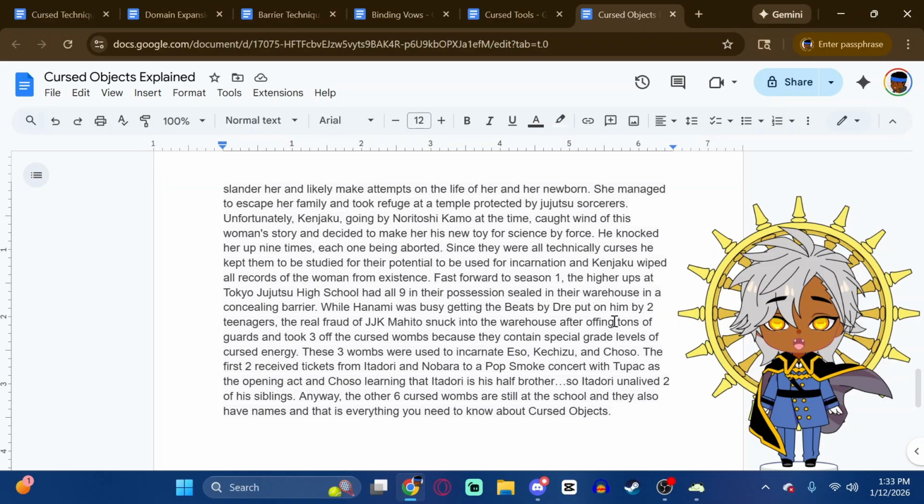So if we fast forward to season 1, the higher-ups at Tokyo Jujutsu High School have had all 9 of these cursed death womb paintings in their possession, sealed in their warehouse in a concealed barrier. So Hanami, when he was busy getting the Beats by Dre put on him by 2 teenagers, the real fraud of JJK, Mahito, actually snuck into the warehouse after offing tons of guards and took 3 of the cursed death womb paintings because they contained special grade levels of cursed energy. And those 3 death womb paintings that he basically kidnapped and incarnated ended up being Eso, Kechizu, and Choso.